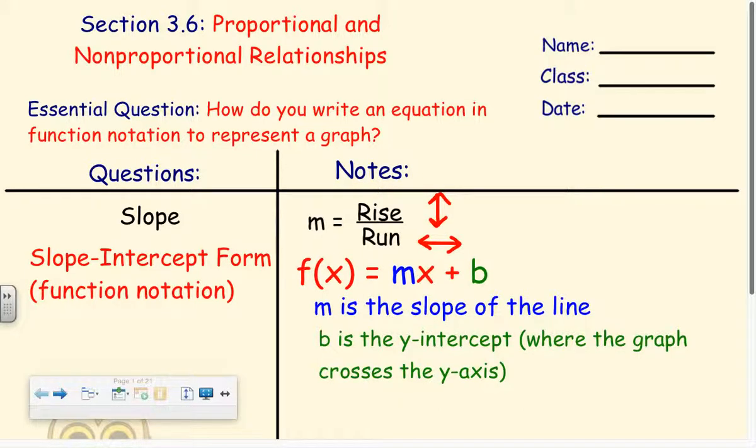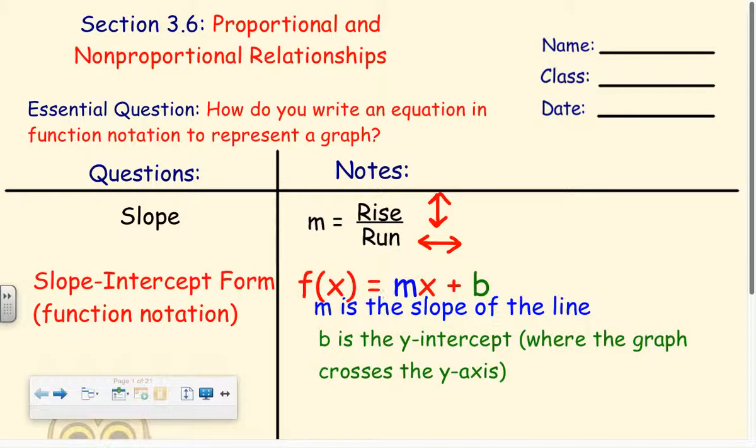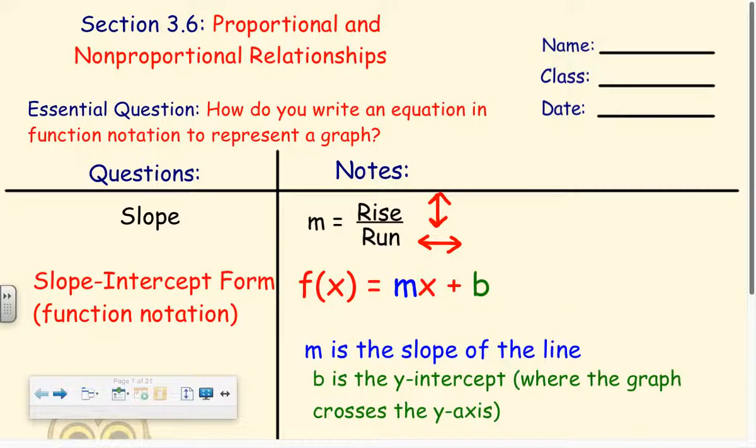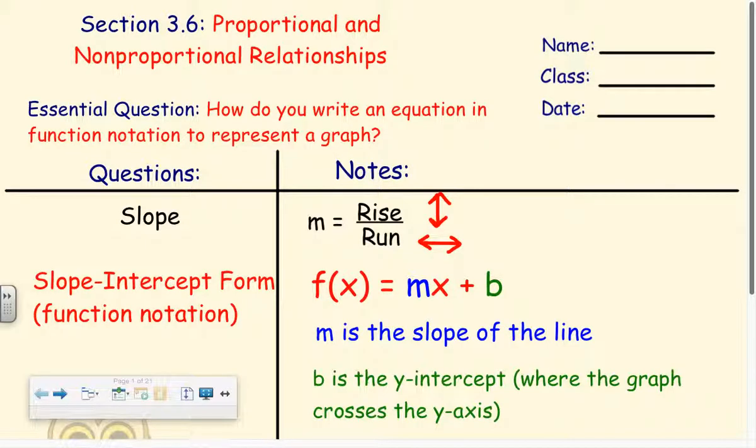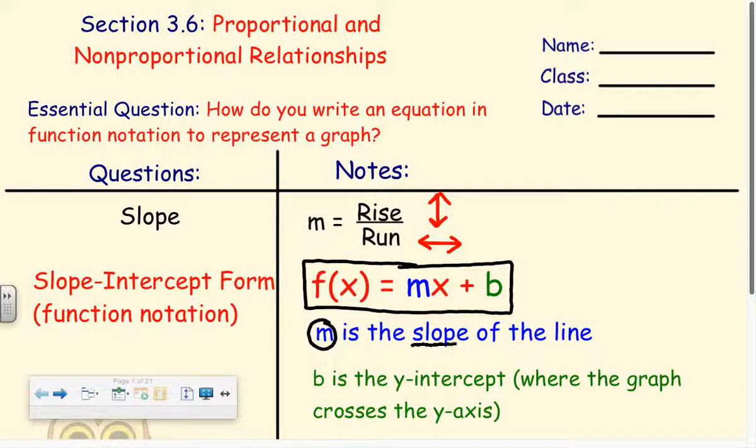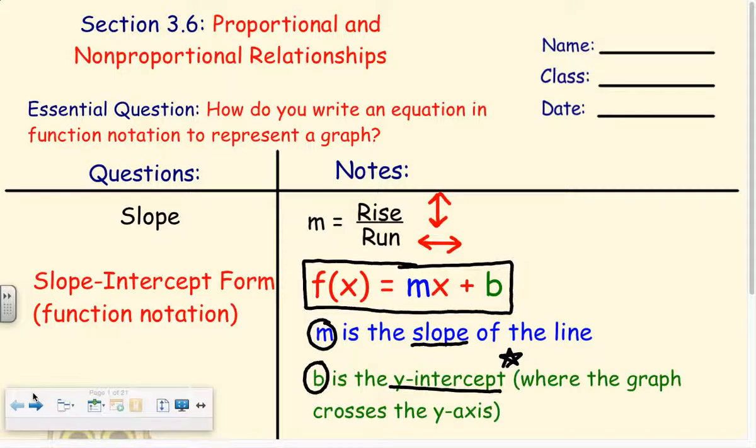Slope-intercept form in function notation is this formula right here. The formula that we really care about in this lesson is f of x equals mx plus b. M being the slope, and b is the y-intercept, which is where the graph crosses the y-axis. So where does the line cross the y-axis? We're going to practice writing equations for lines in this lesson.